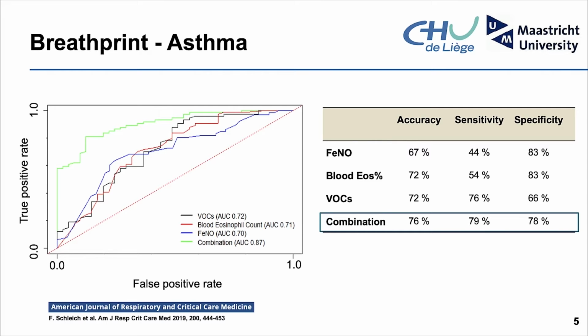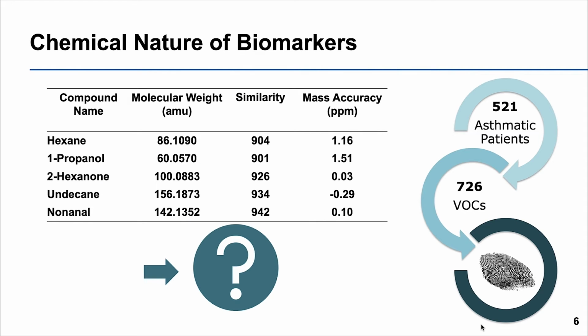And what was really interesting is that combining those techniques, the green line on the ROC curve here, we were performing even better. So breath is really an added value for monitoring asthma. And when you look at the compounds that we identified, you would see that they are compounds that are not surprising for people working in breath analysis.